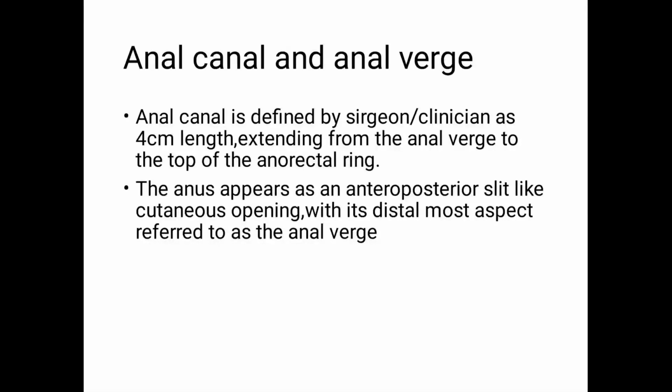What do you mean by anal canal and anal verge? The anal canal is defined by a surgeon or clinician as a 4 cm length extending from the anal verge to the top of the anorectal ring. The anus appears as an antero-posterior slit-like cutaneous opening with its distalmost aspect referred to as the anal verge.